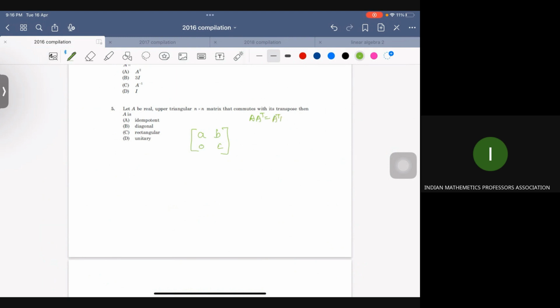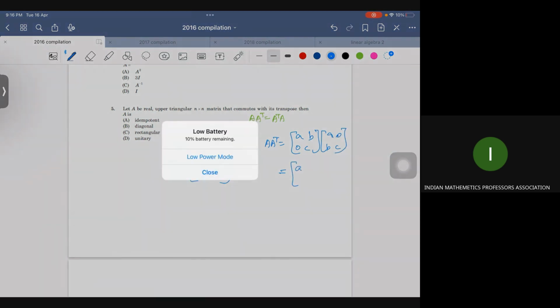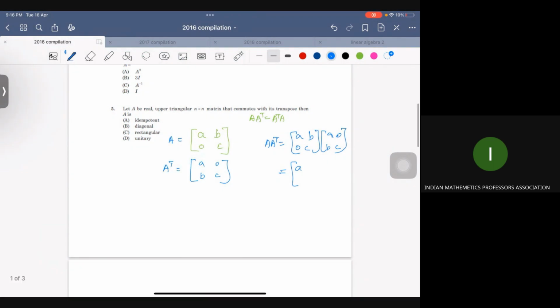A A transpose equals A transpose A. This is the matrix A. A transpose is a, 0, b, c. A into A transpose is a, b, 0, c into a, 0, b, c. It is nothing but a square plus b square, bc, cb, c square. A transpose into A is a square, ab, ab, b square plus c square.